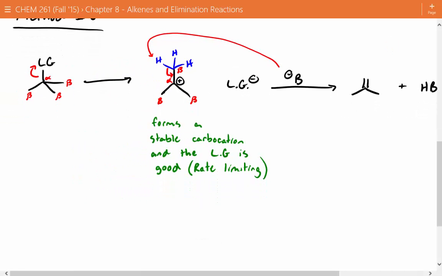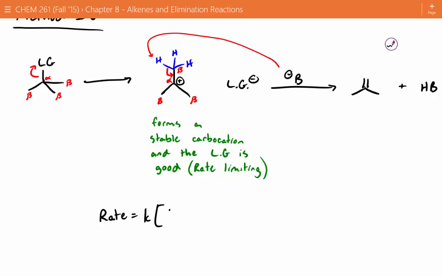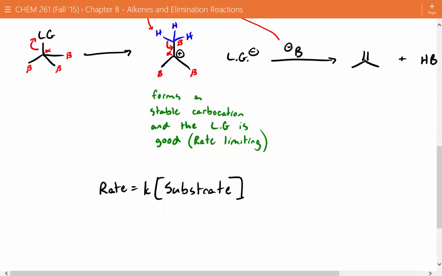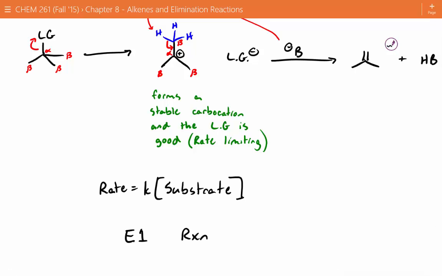So in this case, what do you think our rate equation is going to be? Our rate is going to be our little k times the concentration of our substrate. And so we call this an E1 reaction because it's a first order elimination reaction.